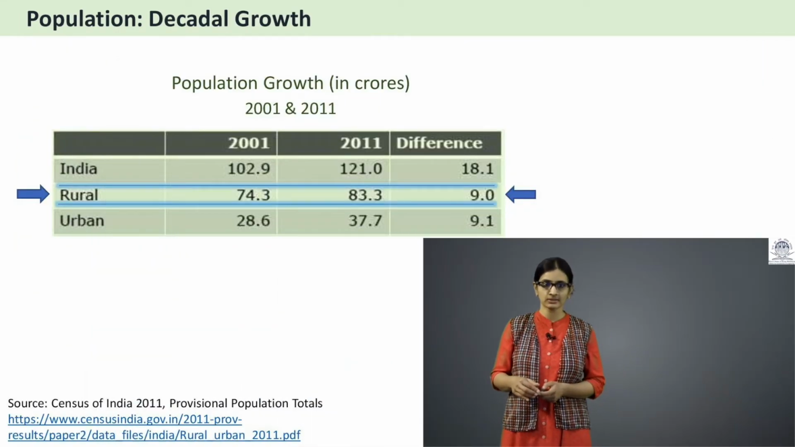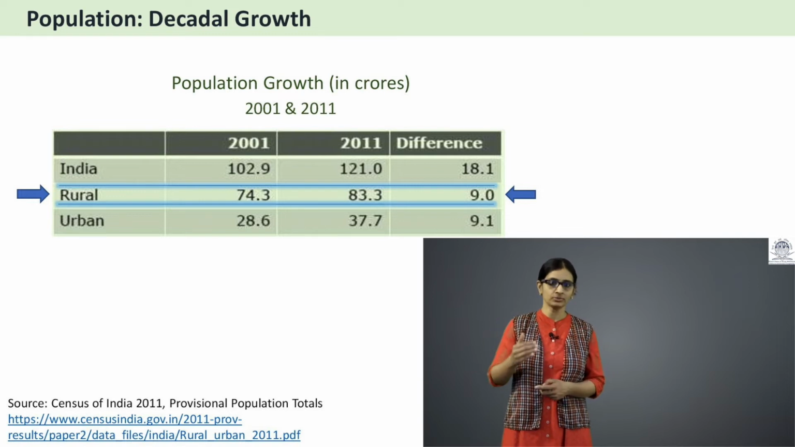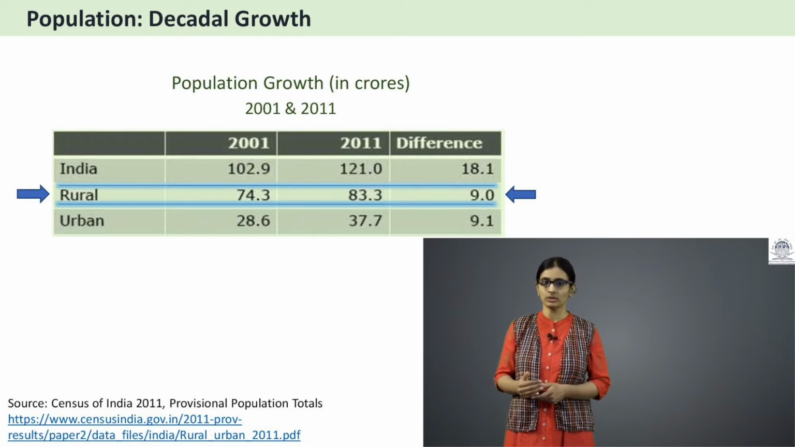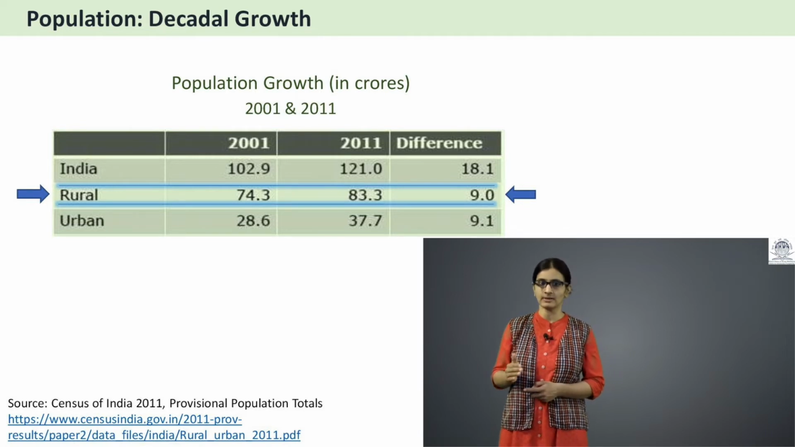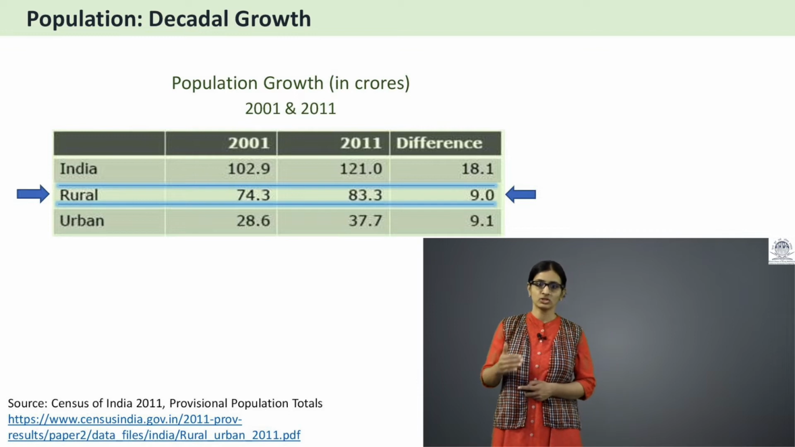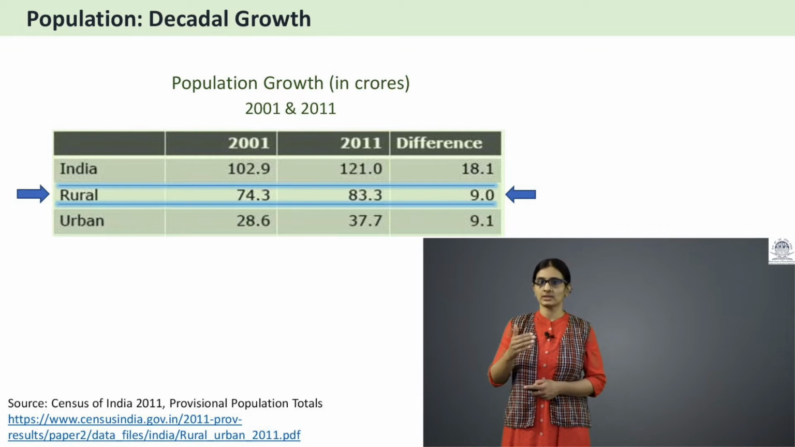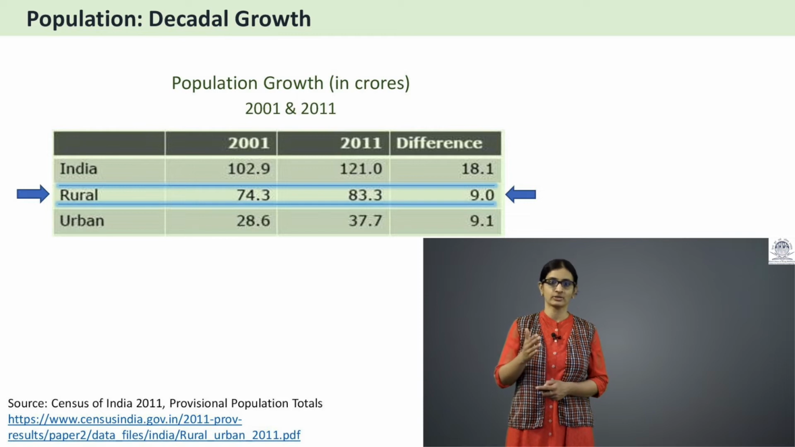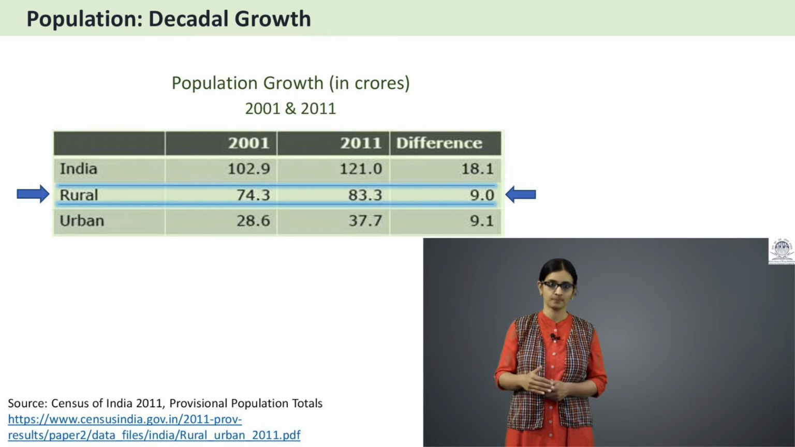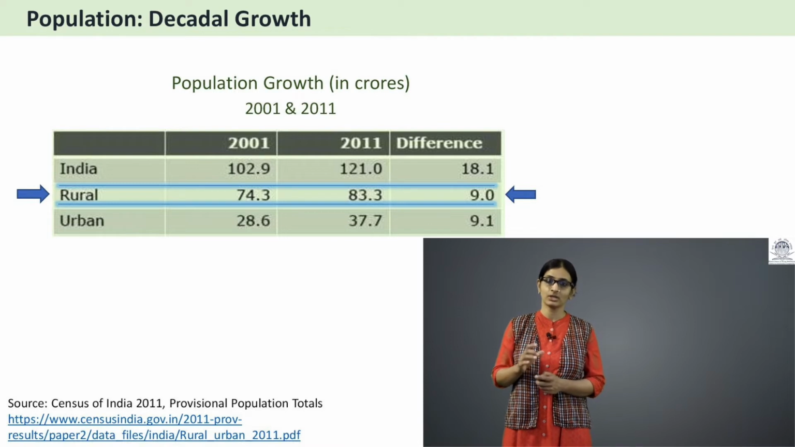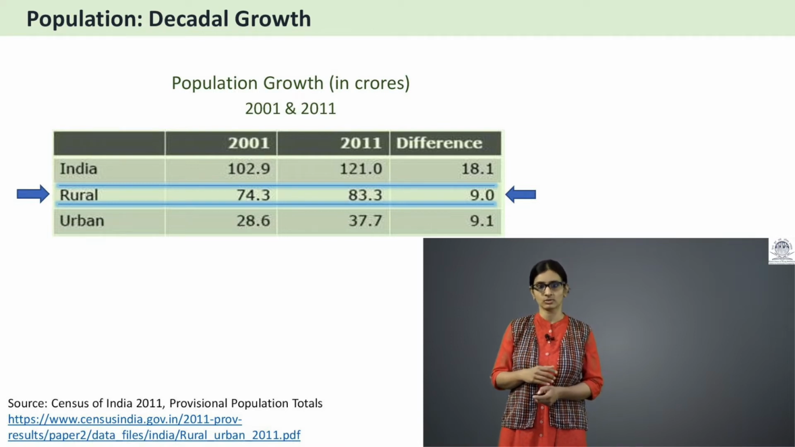This table depicts the growth in population over a period of 10 years. So, if you have a look, we have total population of India distributed across rural and urban in the year 2001 and also in the year 2011. Rural population, which was at 74 crores in 2001, has grown to about 83 crores in 2011, a difference of 9 crores. In case of urban population also, there has been a growth of a little over 9 crores.